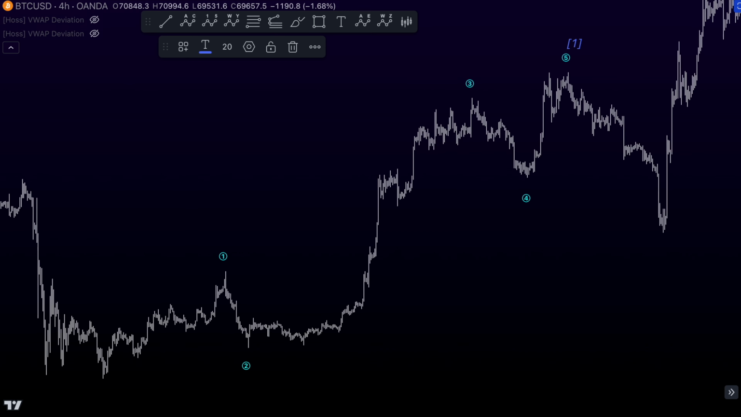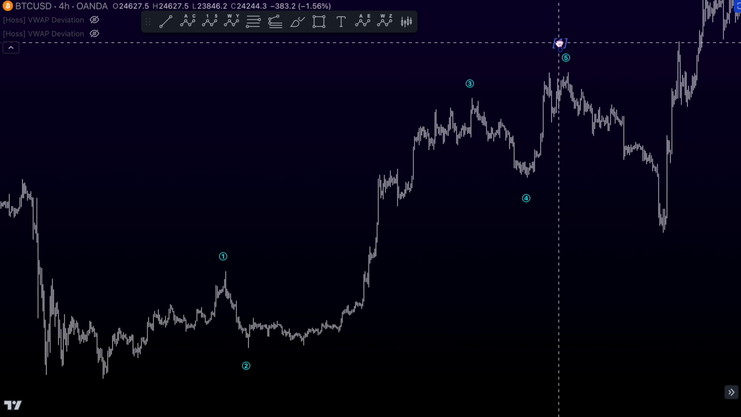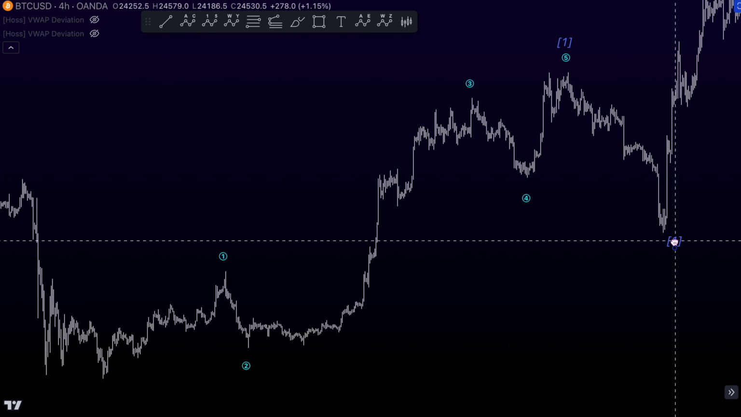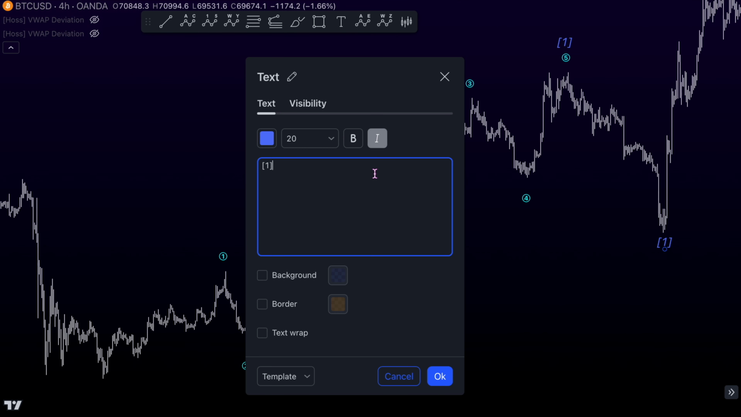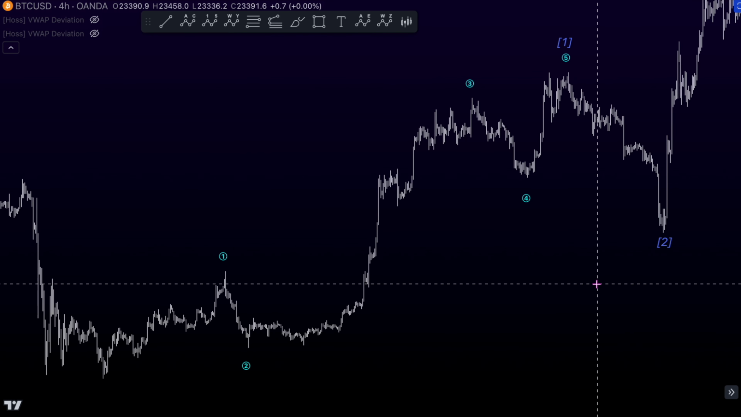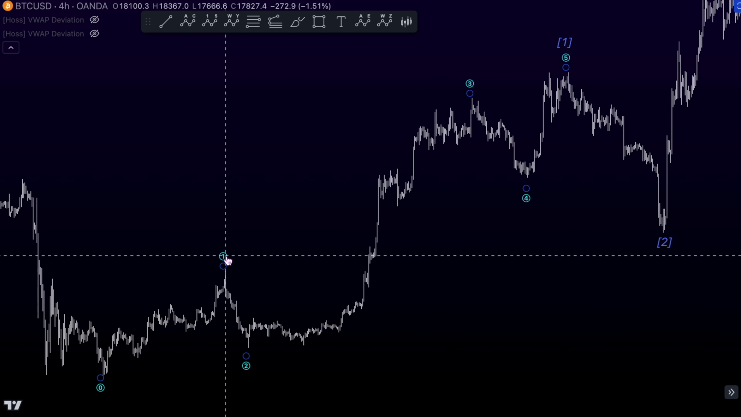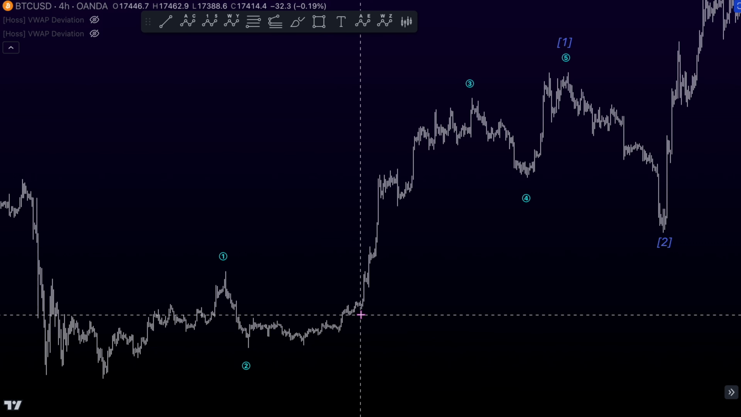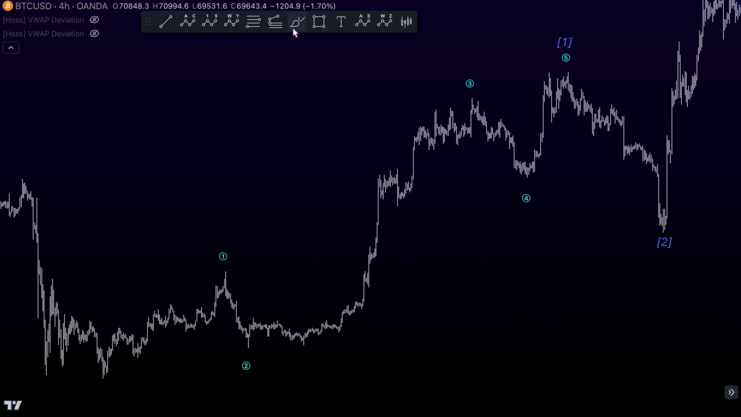For example, wave 1. In this case, wave 1. And then after this comes wave 2. Normal correction. And in order that this even can be an impulse, as I already told you, all rules must be fulfilled. So now we look if it actually is fulfilled.